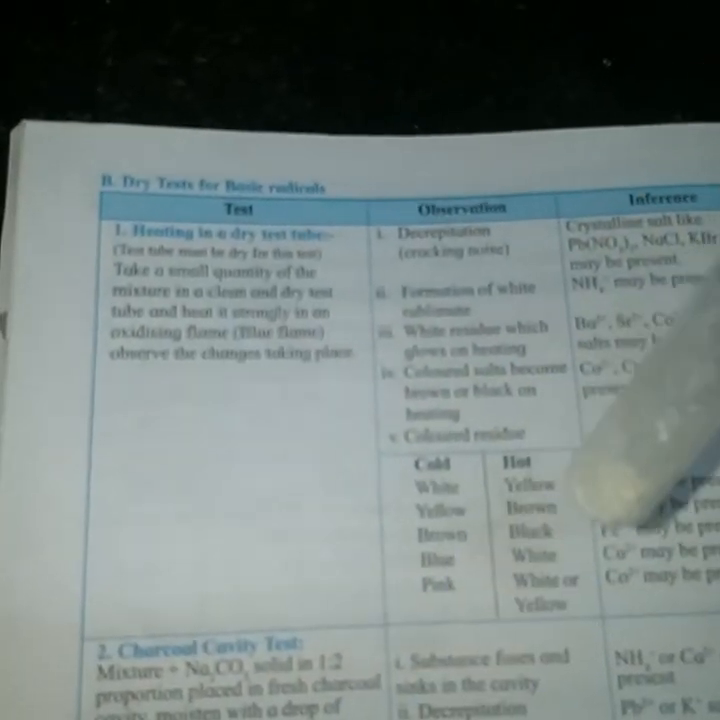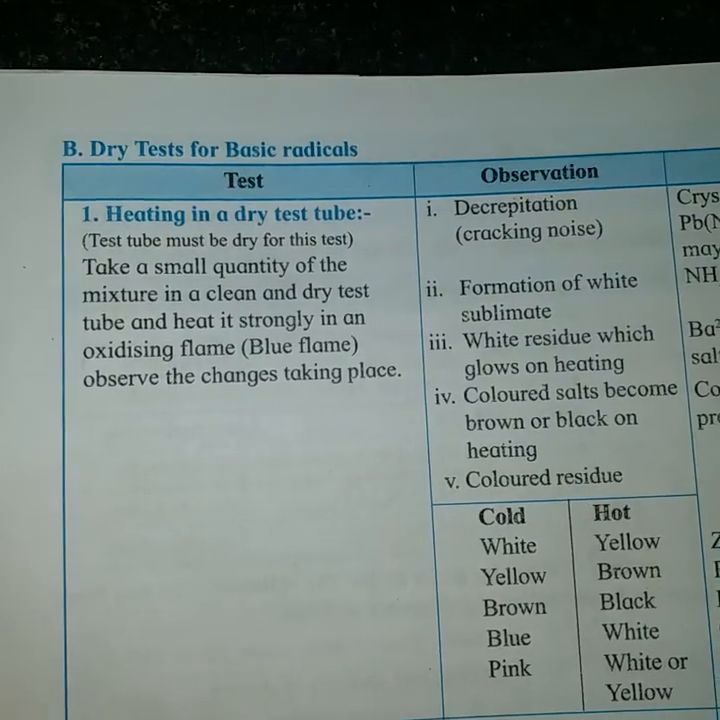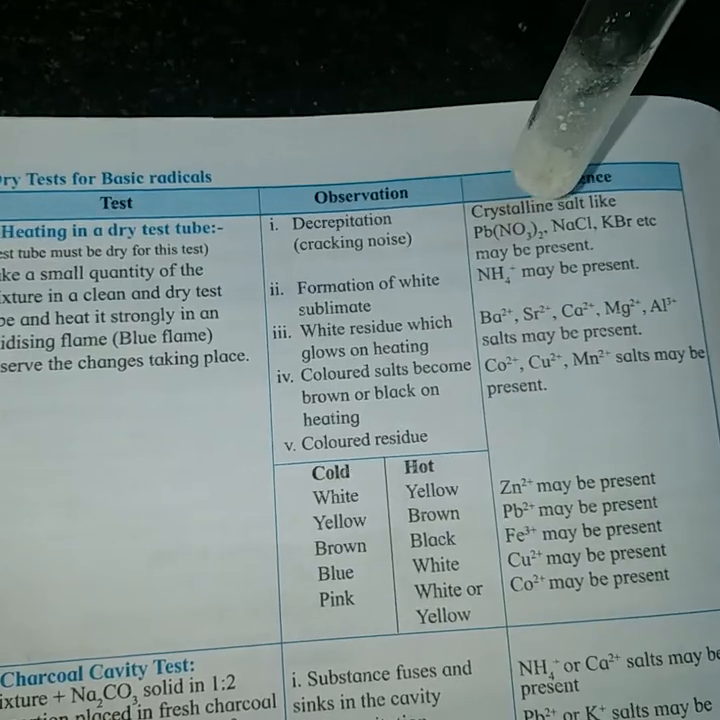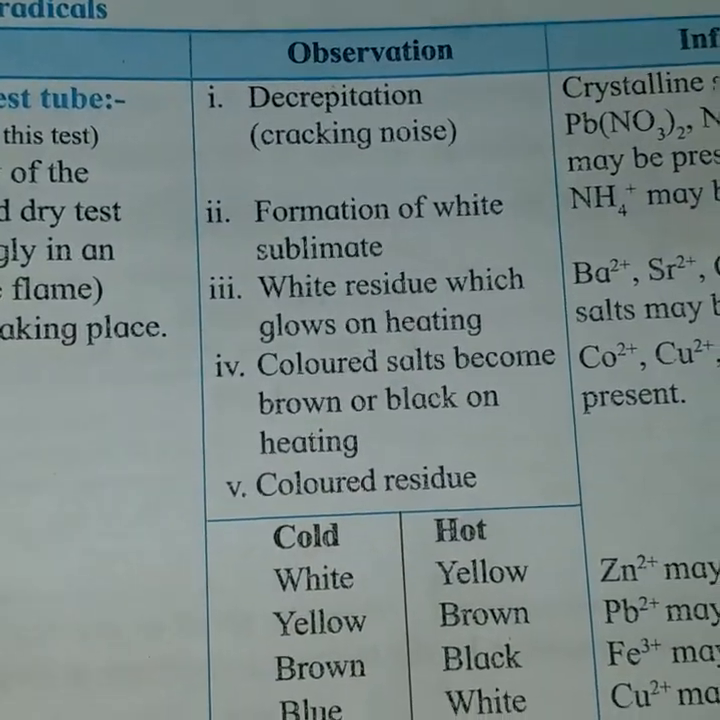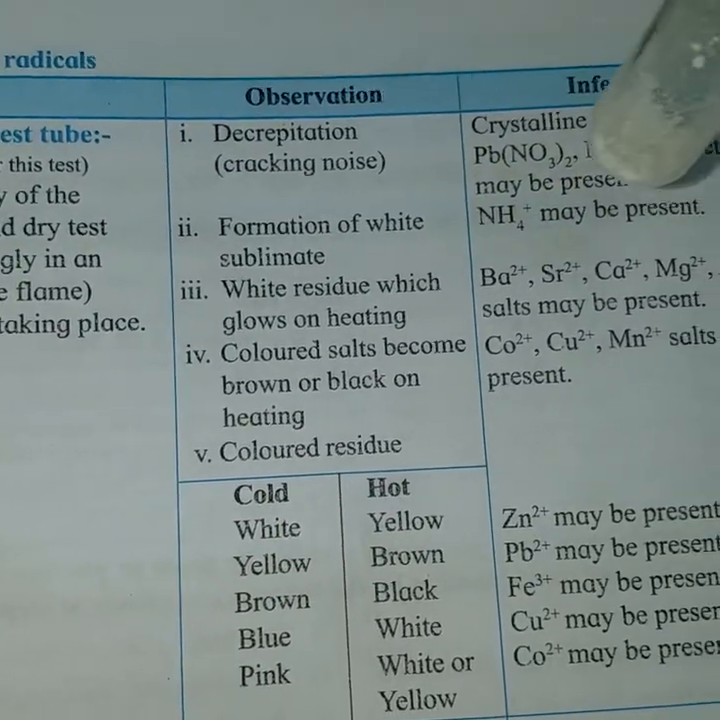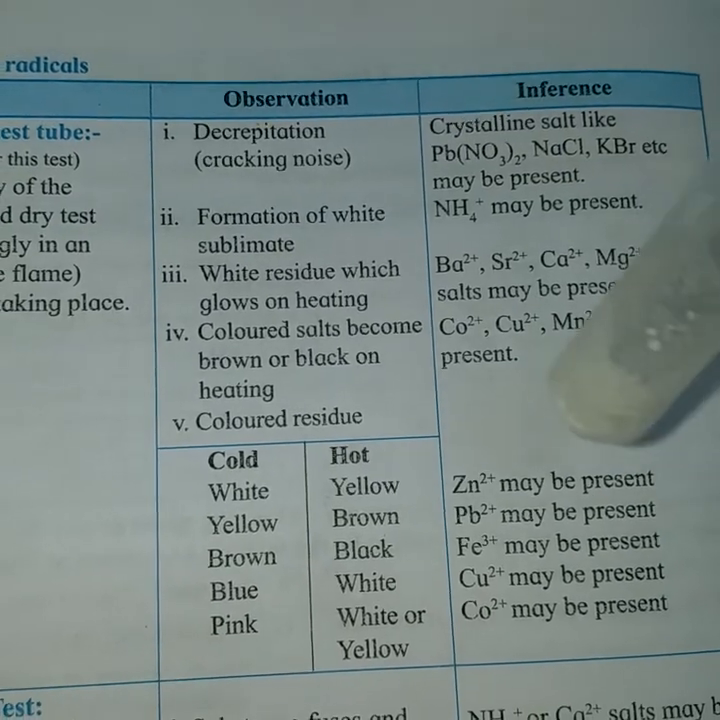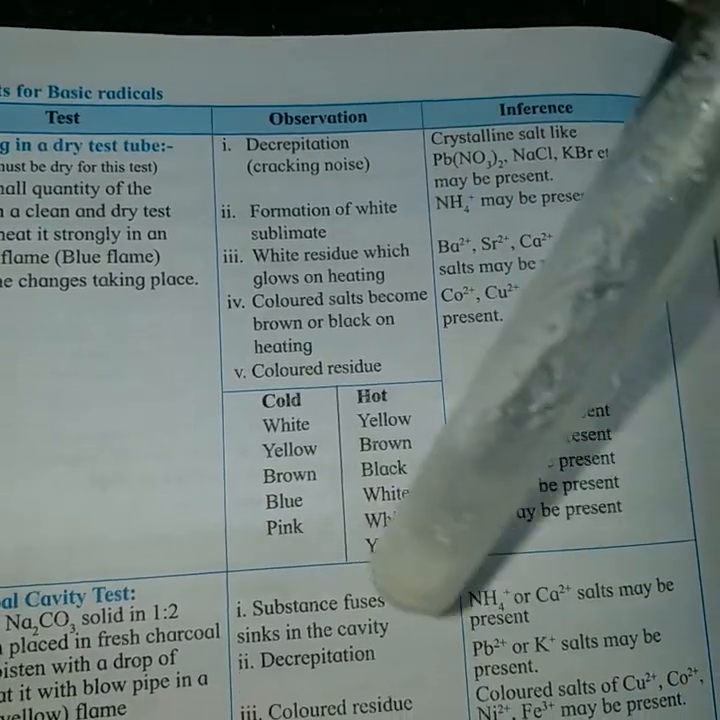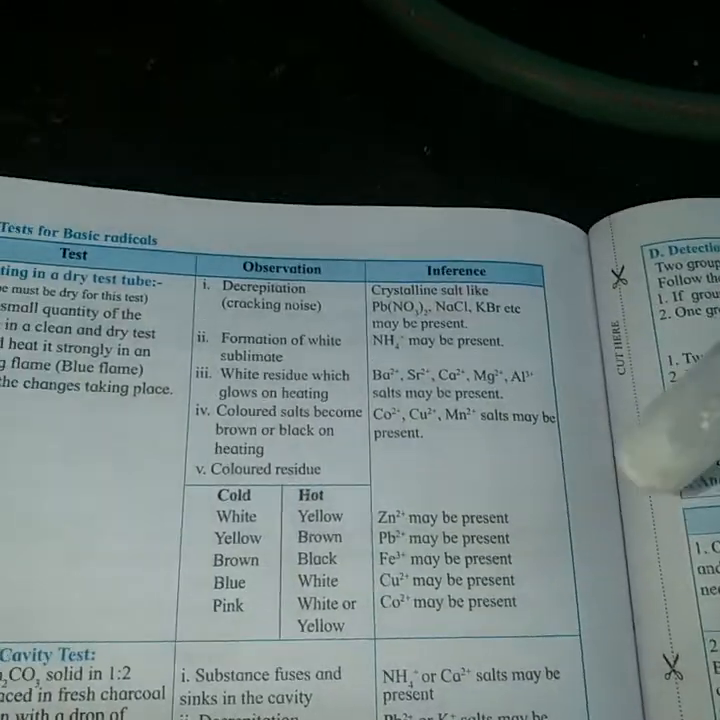In the dry test, there could be multiple observations. Not to bother about that, there could be multiple observations. So I am getting a crackling noise. Then after this you can write colorless gas, fumes, white residue I am getting. So all these you can write. The dry test is just showing you the possibility of what things could be there.